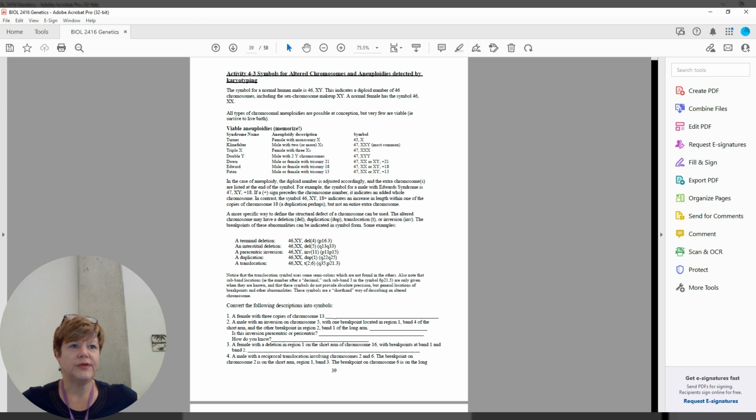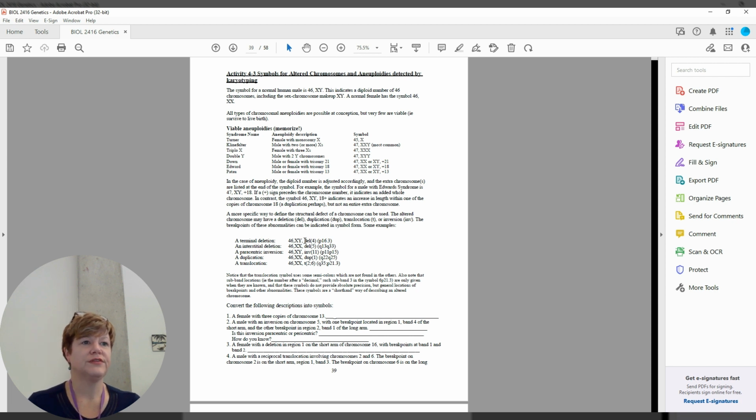And these are shown about halfway down the page. So if the cytogeneticist looks at a metaphase spread and determines that there are 46 chromosomes, but one of the 46 has some kind of structural abnormality, then we use this symbol that I've shown you some examples of down here in this part of the document. So 46,XY, that would be a male with 46 chromosomes, but one of the chromosomes has a deletion.